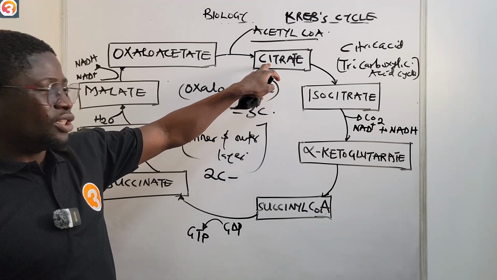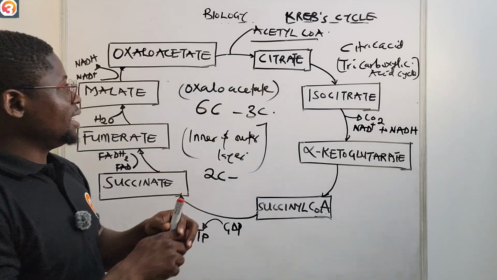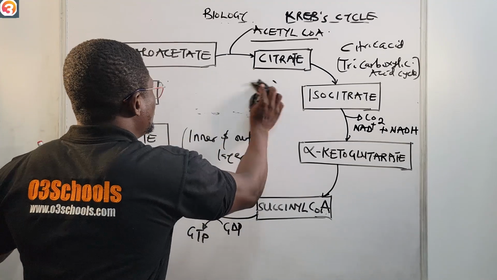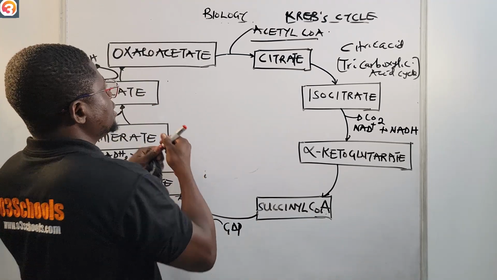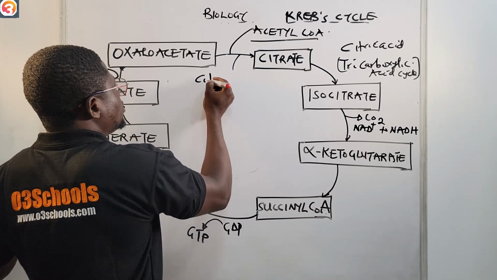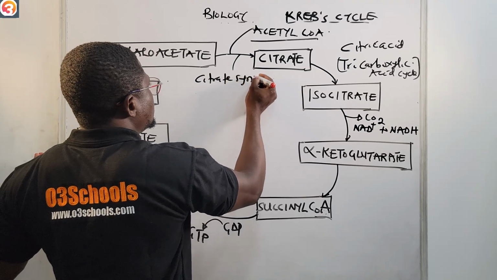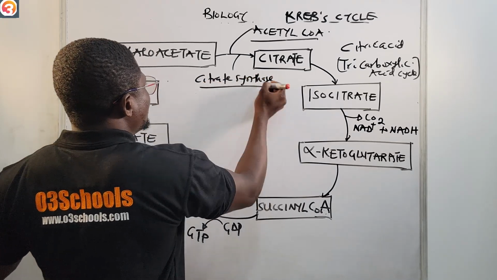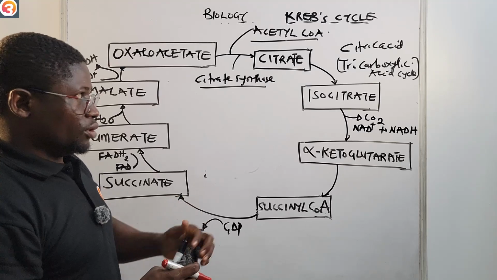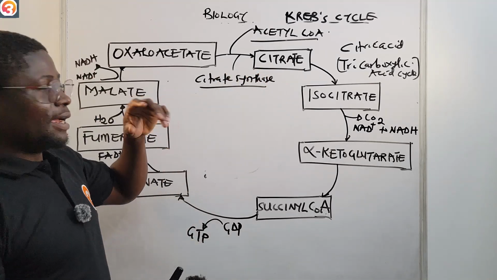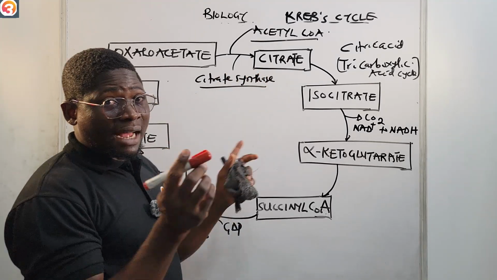Okay, the enzyme here is called citrate synthase. That's the enzyme that helps in the conversion of acetyl coenzyme A to citrate.